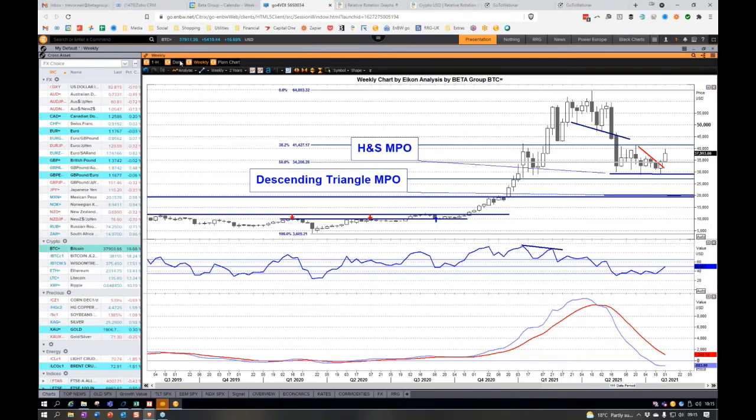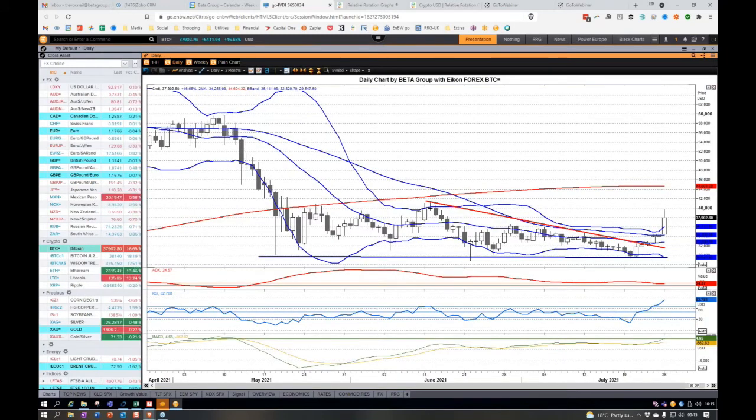We broke up, and we broke up in great style actually. Powerful move up here. Now we're reaching resistance of 40,000. That's a key number, psychological, and also the high here. The RSI is positive, the MACD is positive.